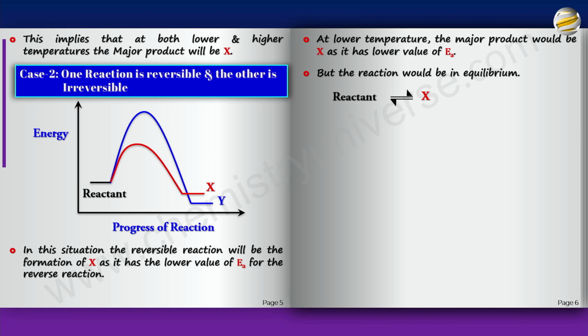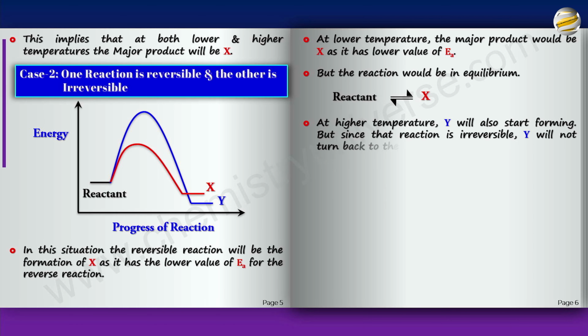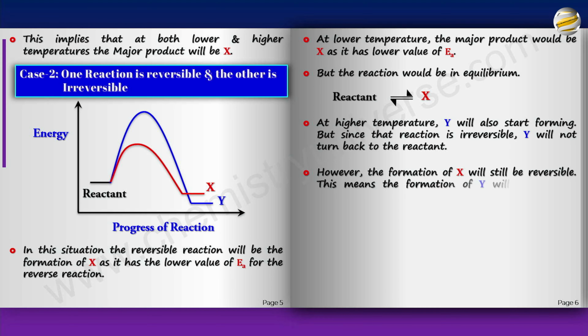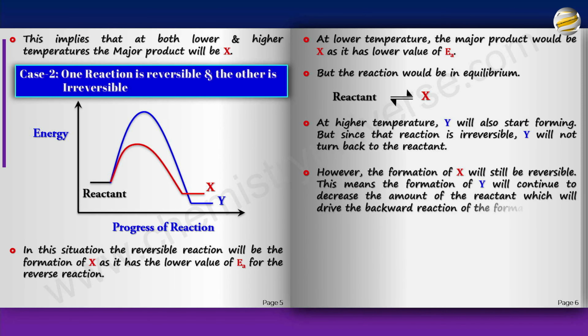because remember, reaction of X is reversible. At higher temperatures though, Y will also start forming, but since that reaction is irreversible, Y will not turn back to the reactant. However, the formation of X will still be reversible. This means the formation of Y will continue to decrease the amount of the reactant, which will drive the backward reaction of the formation of X.